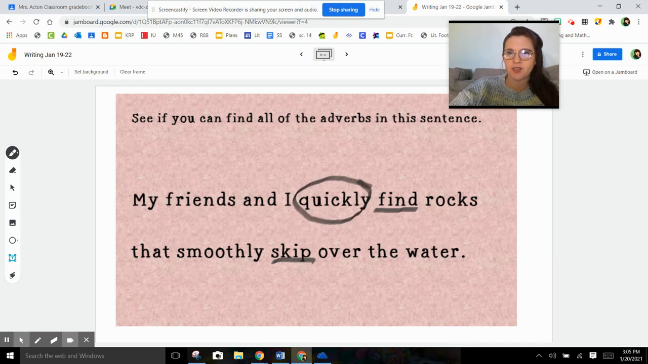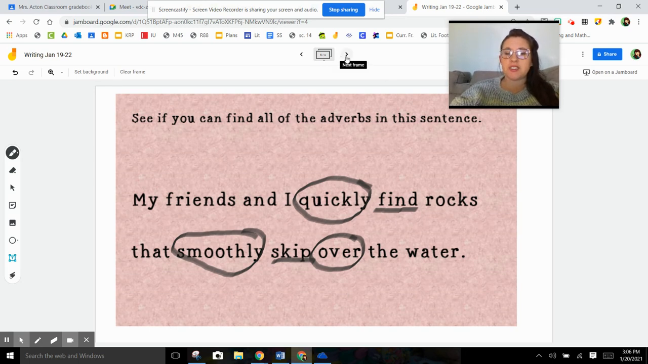So there's one right there. They quickly find rocks that smoothly skip. How did they skip? Smoothly over the water. Oh, where did they skip? Over. Over the water. Did it say how they skipped, where they skipped? How about when they skipped? I don't really see anything telling us when it happened, but that's definitely another detail that if you were in charge of this sentence you could add to that sentence. The one that you're going to be seeing in your classwork today is a little bit trickier. I want you to challenge yourself and see if you can really find all of those adverbs in there. This one had 3. I think the one you're doing in the classwork has 4, I think.